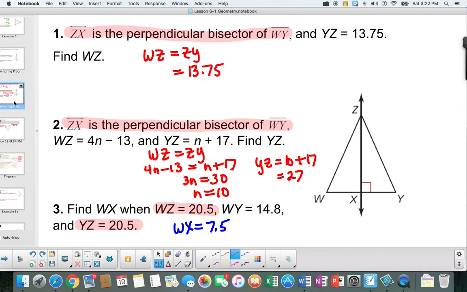Number 3 is different. It's the converse. I know that this is 20.4 and this is 20.4. So I know that Z is equidistant to the endpoints. So I know that Z must lie on the perpendicular bisector, which means if this whole thing is 14.8, then from here to here, that's been bisected, this would be 7.5.